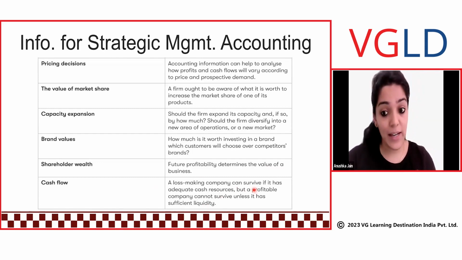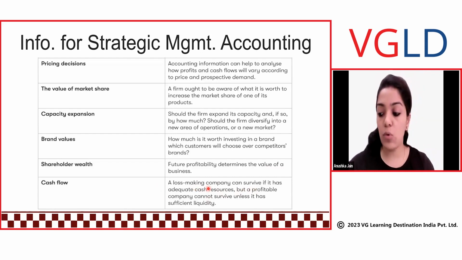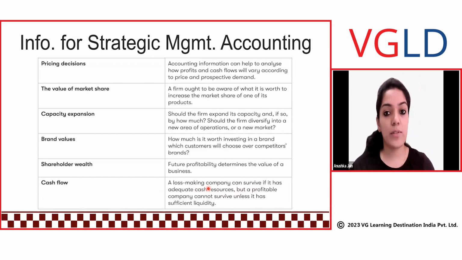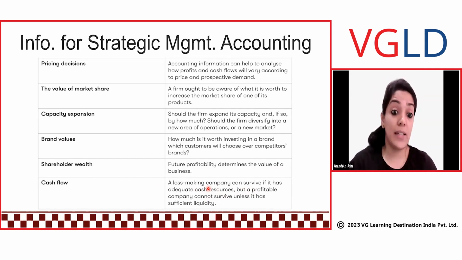A loss-making company can survive if it has adequate cash resources. Most of the startup companies are loss-making companies. 98% of the unicorns, I believe, are in losses. But still they are running for so long. How does it happen? Because they have adequate cash resources, maybe through shareholders, maybe through some type of operations which the company carries out, which is generating a lot of cash for them. So a loss-making company can survive if it has cash resources, but even a profit-making company may not survive if it doesn't have sufficient liquidity.